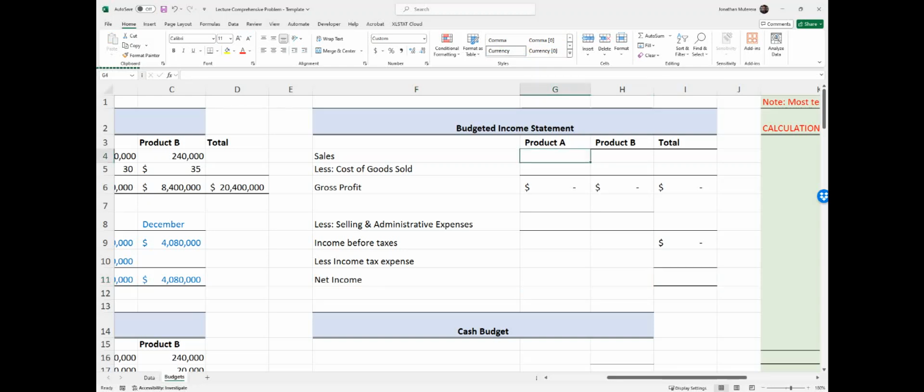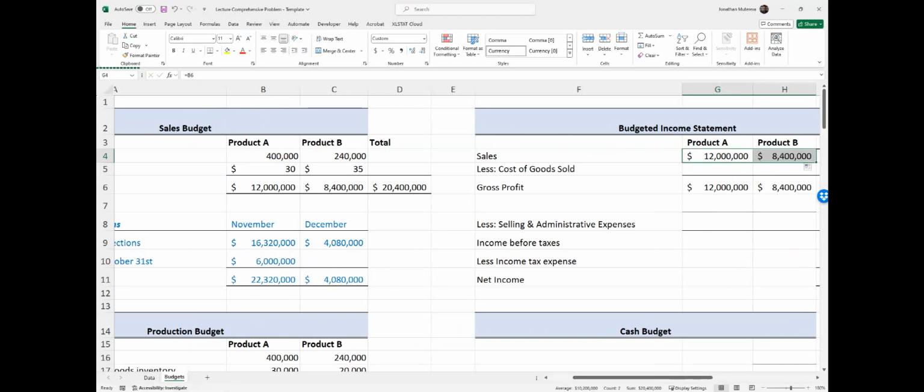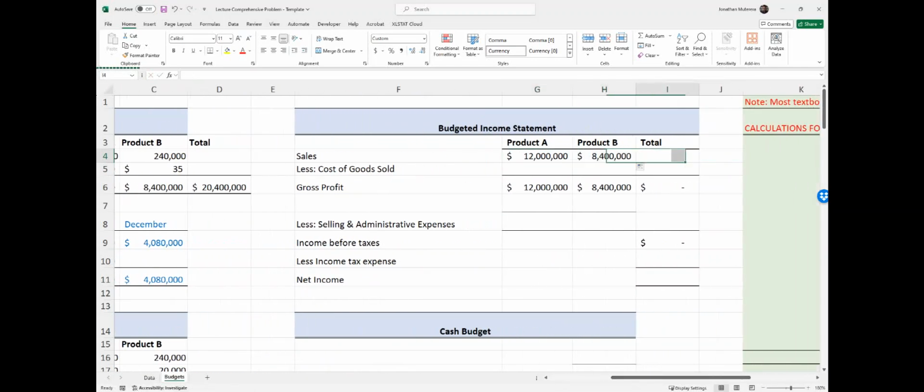As for our sales, we need to go to our sales budget for product A and for product B. So our sales, we determined them to be this much coming from the sales budget, for a total of 20 million. Our cost of goods sold.